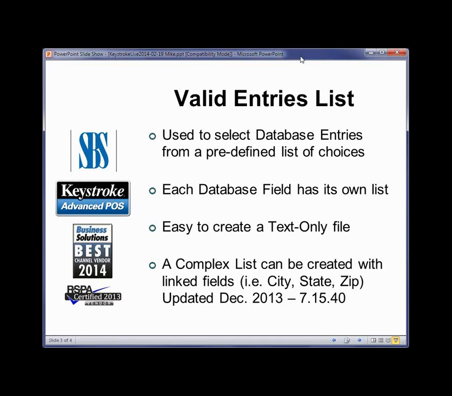For instance, we have these available for entering things such as a zip code and having it pre-fill the city and state for you. We also have a new database list for city, state, and zip. It was just updated recently, in December, and it's part of version 715 build 40. Well, let's take a look at Keystroke here, and I'll come back to this screen.